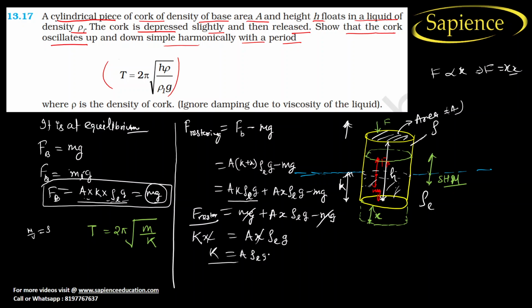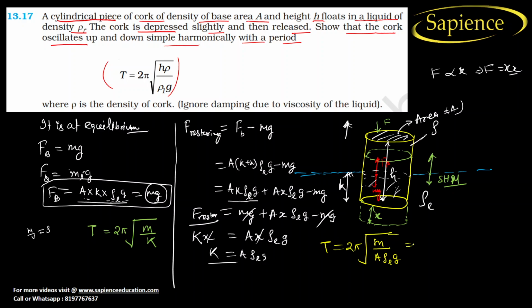Now we have got k. To find out the time period, we have to put the values. The time period will be equal to 2 pi root under m by k. So m by k is m divided by area into rho liquid into gravity.